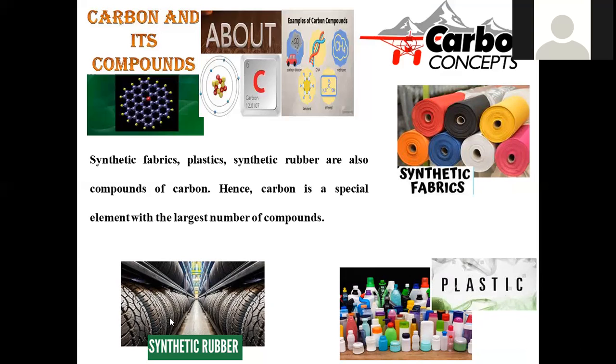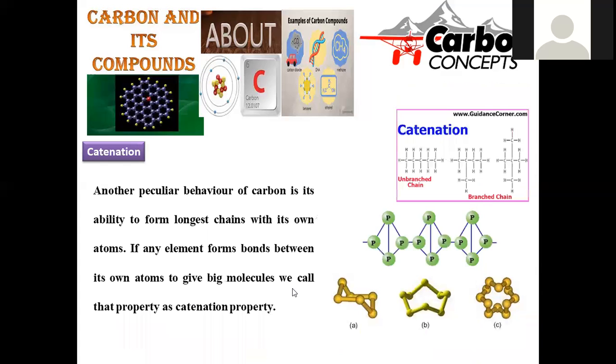And synthetic rubber. Rubber is available in two ways, natural rubber and synthetic rubber. Natural rubber is extracted from the plant Hevea brasiliensis, which secretes latex, which in turn is converted into rubber by blending with sulfur. Synthetic rubbers are also available, like Buna S and Buna N. All these are composed of carbon as a major ingredient.